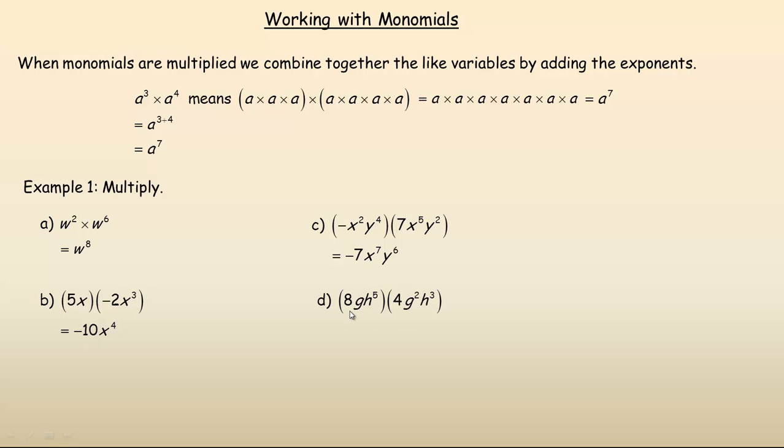Similar idea in D here. 8 times 4 would be 32 in front. And then G is the same as G to the first, so 1 and 2 add to 3. H to the fifth times H to the third, 5 and 3 add to 8. So 32 G cubed H to the eighth.